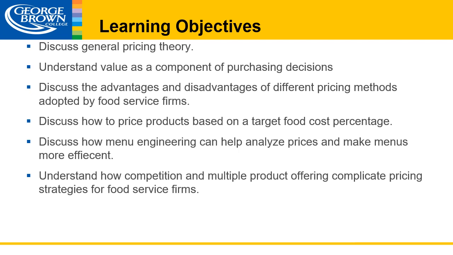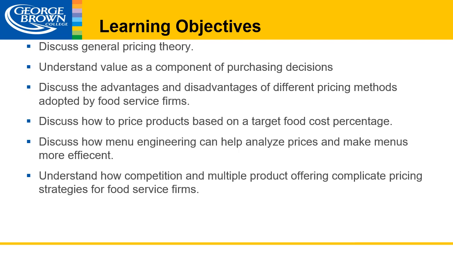Here are some of our learning objectives for today. We're going to discuss or have an understanding of general pricing theory. We're going to understand the role of value as a component of customer purchasing decisions. We're going to discuss the advantages and disadvantages of different pricing methods adopted by food service businesses, and discuss why a combination of different pricing methods or strategies is quite appropriate for food service. We're going to discuss how to price products based on the target food cost percentage. Then we're going to discuss and show menu engineering and how it can help analyze prices and make our menus more efficient by changing those prices when we have a justification for it.